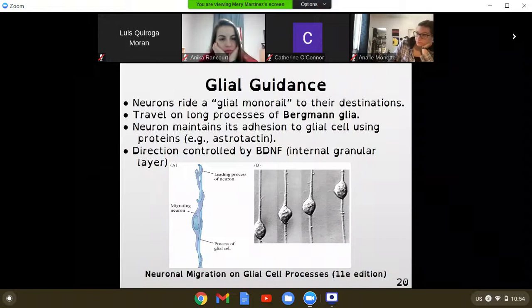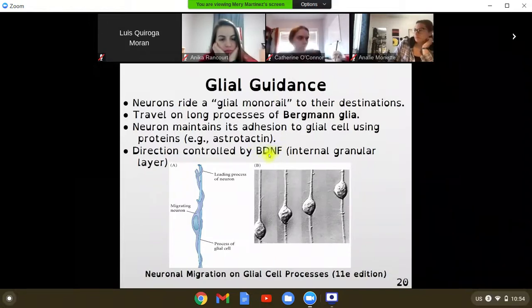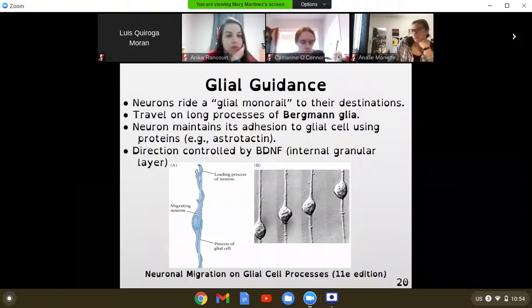And we're going to have the BDNFs. This is brain-derived neurotrophic factor, a paracrine factor made by the internal granular layer. And that's how they attract one another. So the granular layer creates the BDNF, and this is specific for the astrotactin, and that's how they maintain that adhesion.